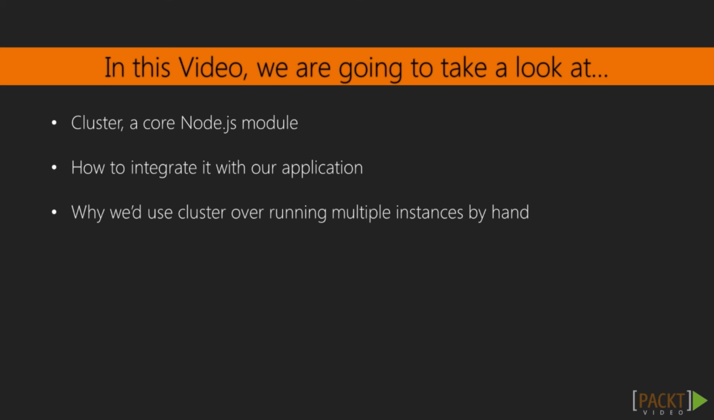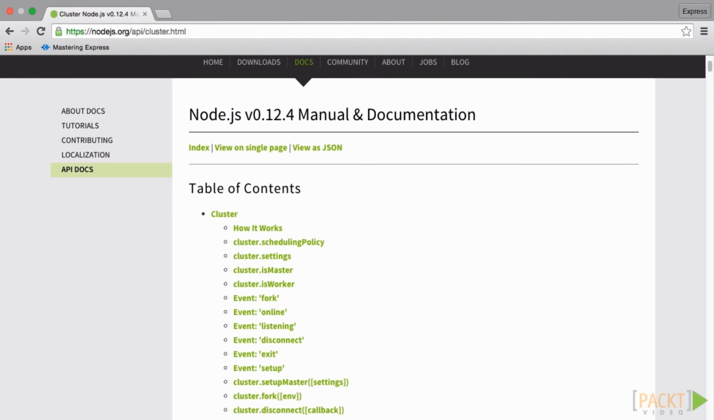More specifically, we'll be using Cluster, a core Node.js module. We'll integrate it with our app before considering if Cluster is the correct tool to achieve what we need. Cluster is a core module that spawns multiple child processes using child_process.fork, that communicates with a master process via IPC. This is an experimental feature of Node.js.